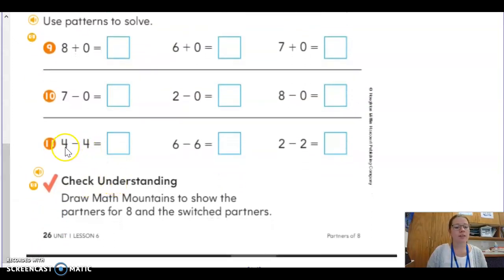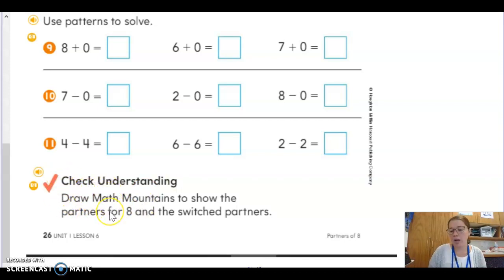Okay, here we have this last one, number 11. We have the number take away itself. So we're subtracting all of them. So 4 cookies, and you eat all 4 cookies, how many cookies are left? 0, right? So the number taking away itself, taking away all of them, is always going to be 0.